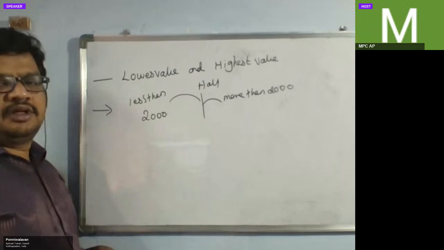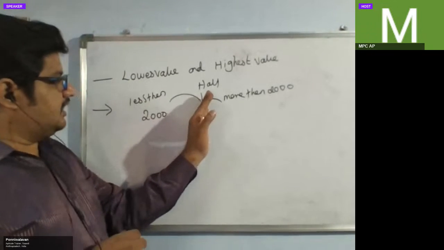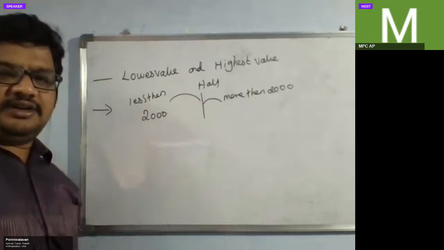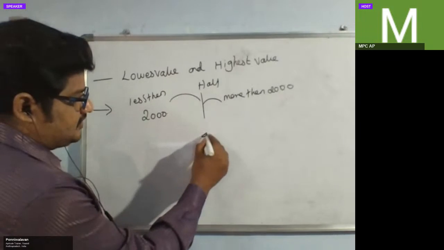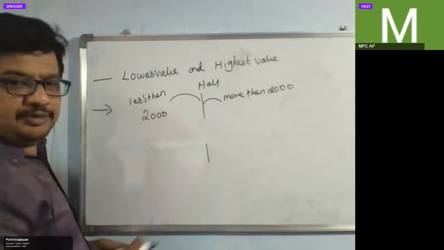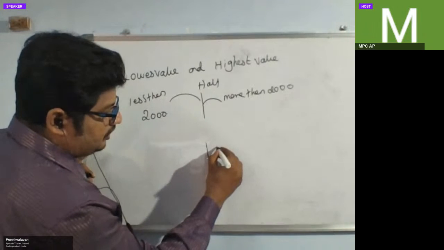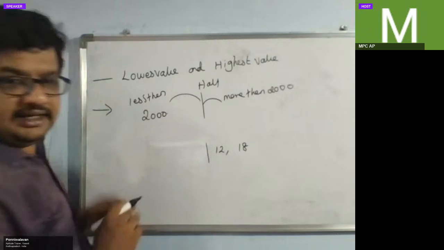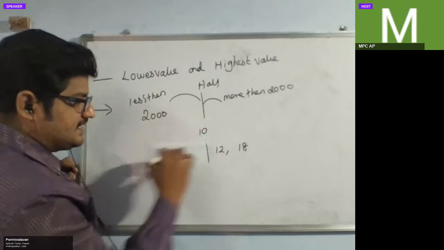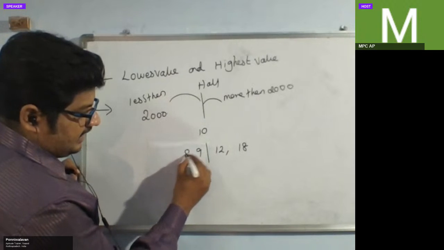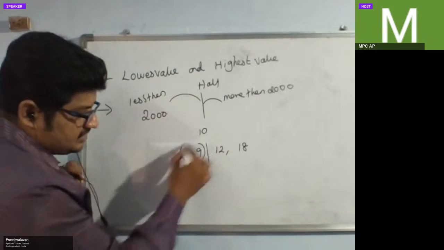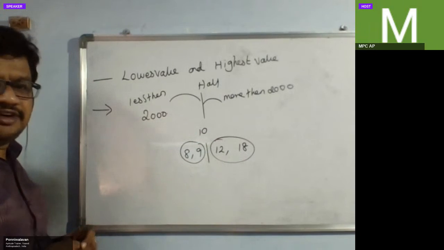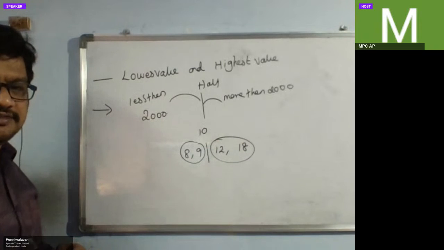No. Half of the students are less than 2000, half are more than 2000. Is it possible to find the average? Listen, I have 4 members. Half of them got more than 10, say 12, 18. Half of them got less than 10, say 9, 8. From these values, is it possible to find the average?